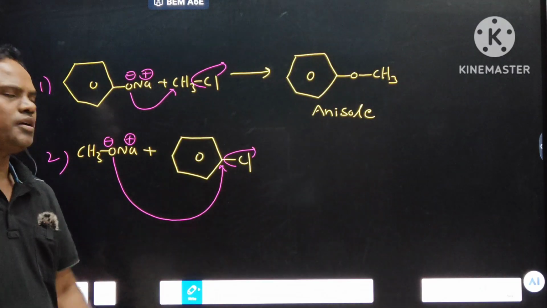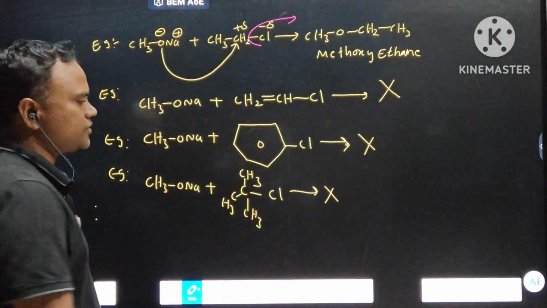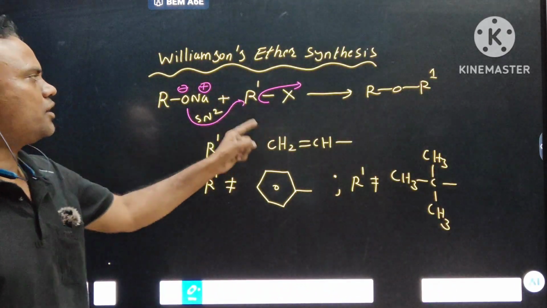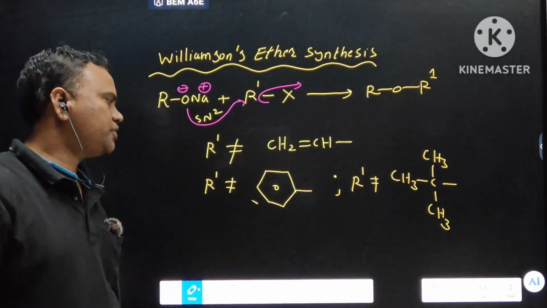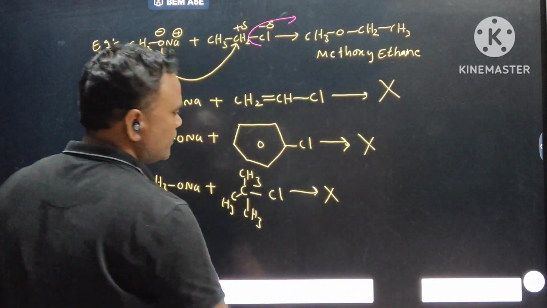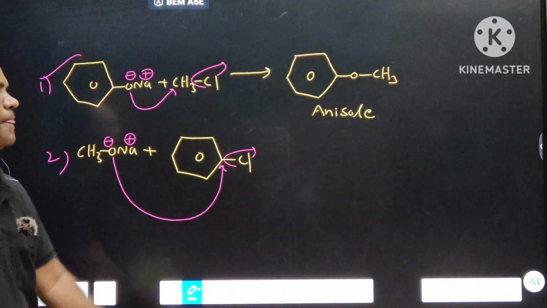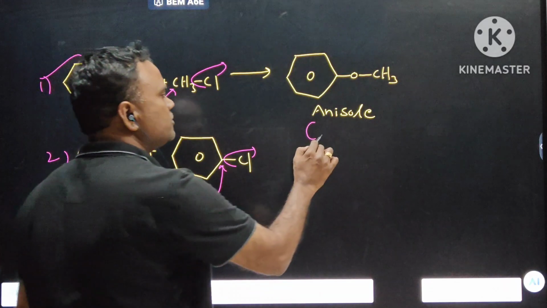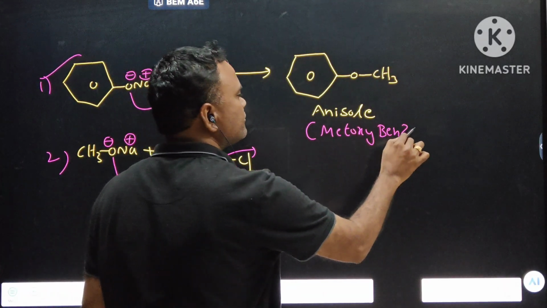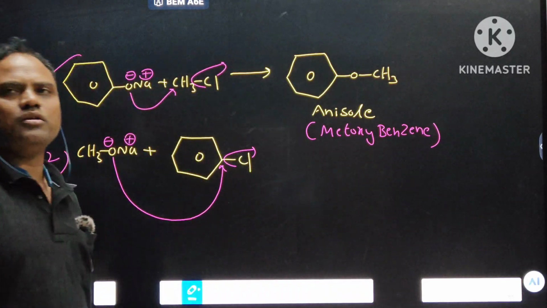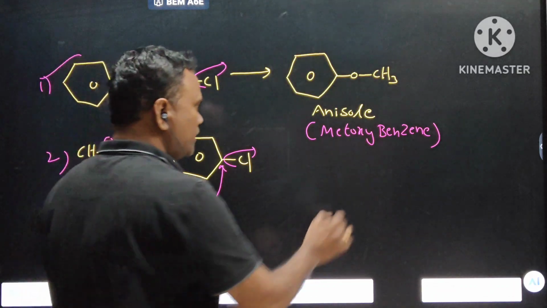Why? In the second one, an aryl halide is present, but what is the condition in the Williamson synthesis? In the alkyl halide, R should not equal benzene ring. Clear? Right. So this is the correct combination to get anisole. Anisole, or another name, methoxybenzene. Anisole is also called methoxybenzene.